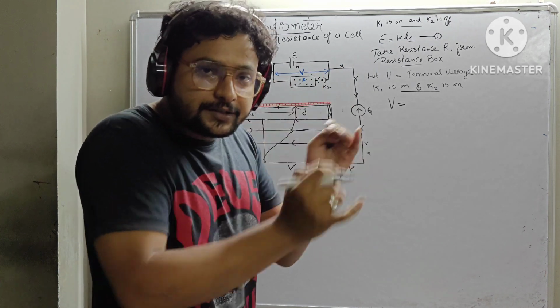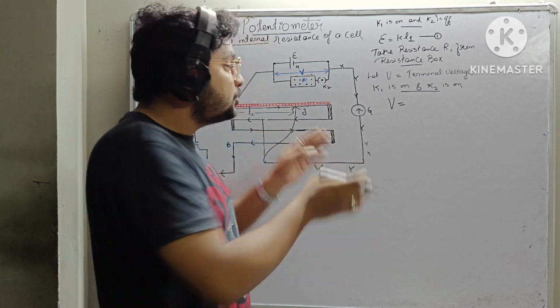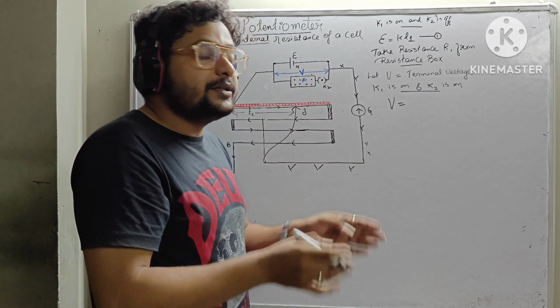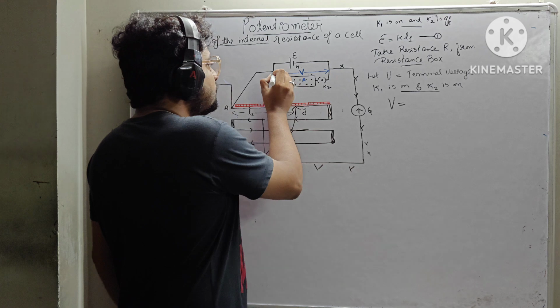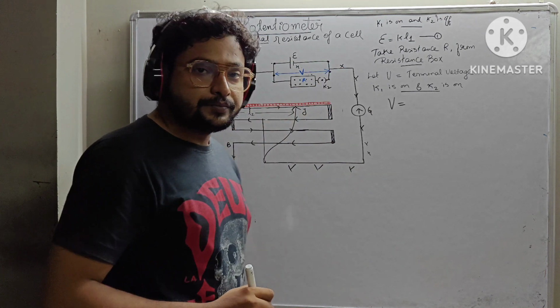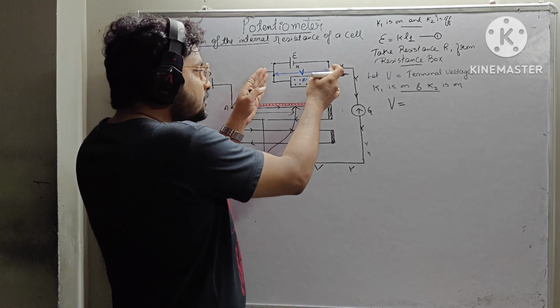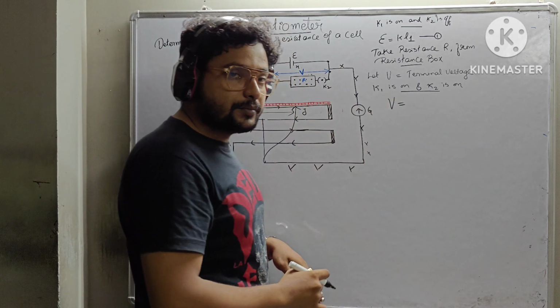Because now when current is flowing, the potential difference is no longer E. It is now V. That is the terminal voltage, or the potential difference between these two terminals. So now the potential difference across this secondary circuit is V.